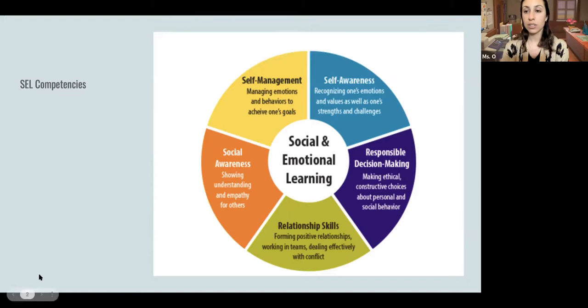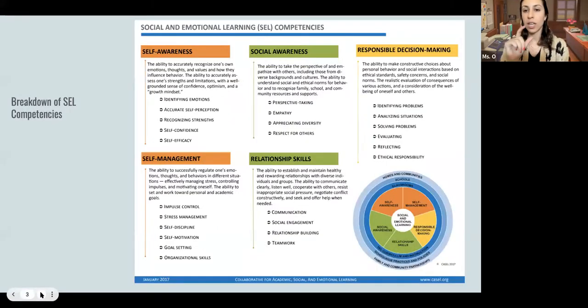So all of these are targets of SEL, and all of them work together. That's why they're in this as a unit. And then we'll go to the next slide. It breaks it down into easy to read little pieces. So if we pull these pieces apart, we can identify them and see what we can target in the classroom.